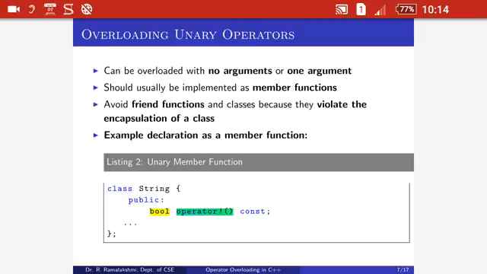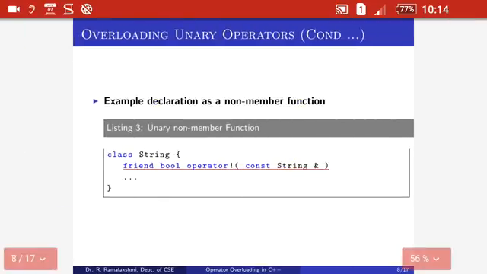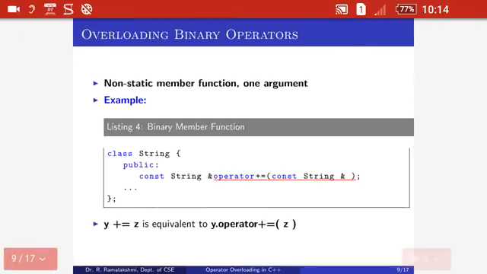And this declaration shows the overloading of the exclamation operator for testing whether the given string is empty or not. The return type is bool, operator followed by the exclamation symbol. Because it is a member function, no argument is passed here. The same declaration with a non-member function: the declaration starts with the friend keyword followed by the return type and operator function name, and it is a unary operator and non-member function. So one string object is passed as an argument.